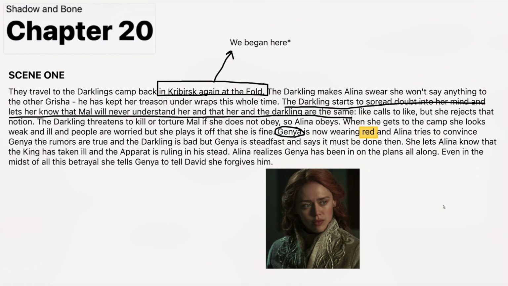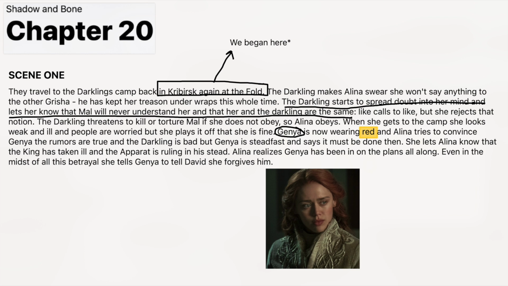She's now wearing red, which means that she moved up in the Grisha ranks. And Alina tries to convince Genya the rumors are true and the Darkling is bad, but Genya's steadfast and says whatever the Darkling wants must be done. She lets Alina know that the king has taken ill and the Apparat is ruling in his stead. Alina realizes Genya has been in on the plans all along. Even in the midst of all this betrayal, she tells Genya to tell David she forgives him.